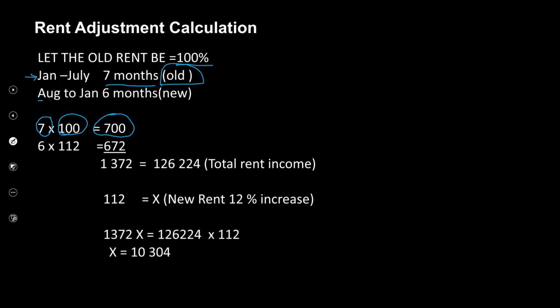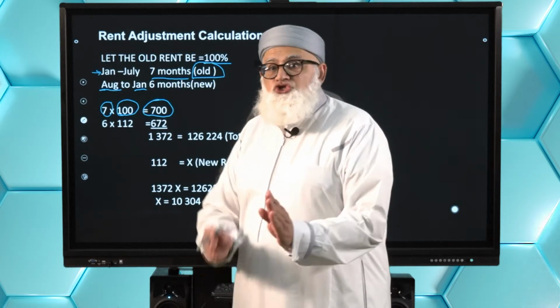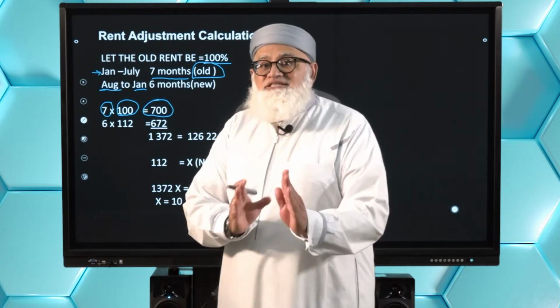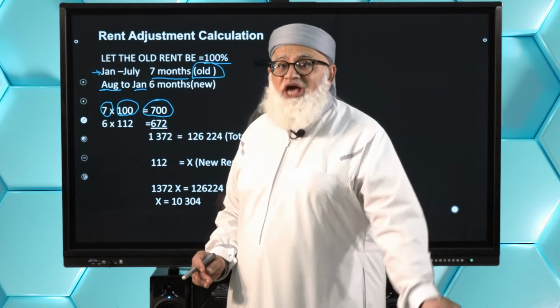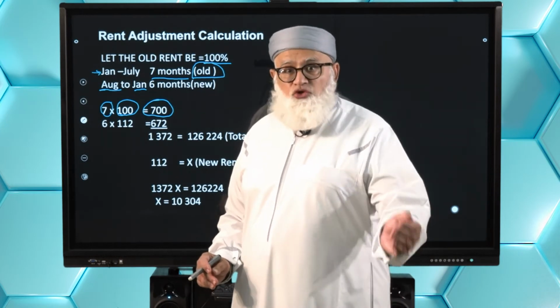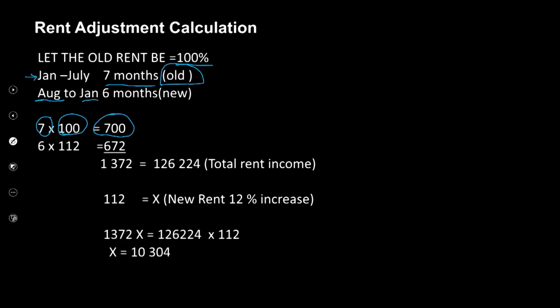Then the new rental. Your new rental was from August, right? Up to January. Why January? Because you have already received the rental in advance. They're telling you you've received rental up to January 2020. So therefore, you count now from August to January gives you 6 months of the new rental, right?